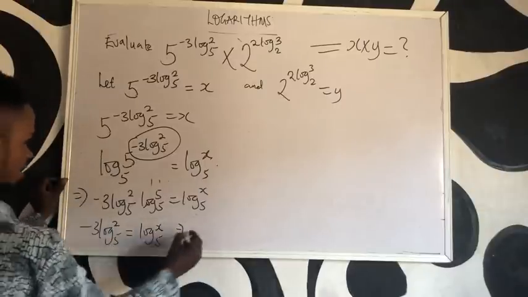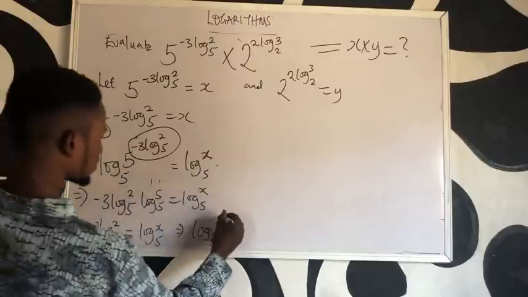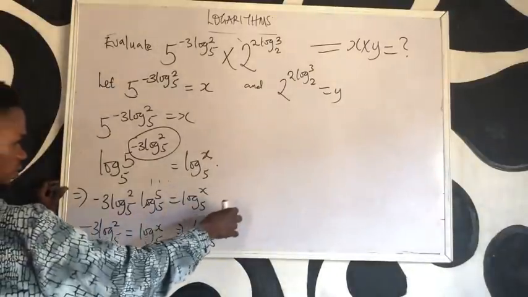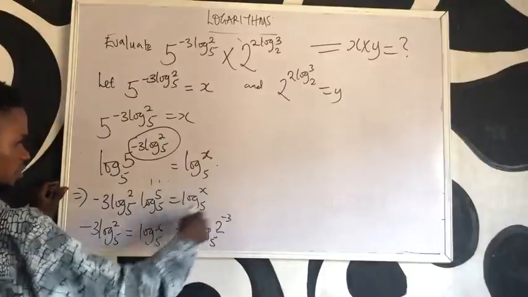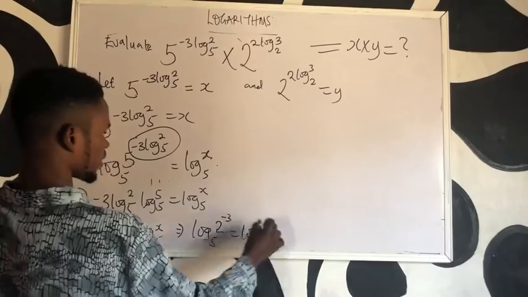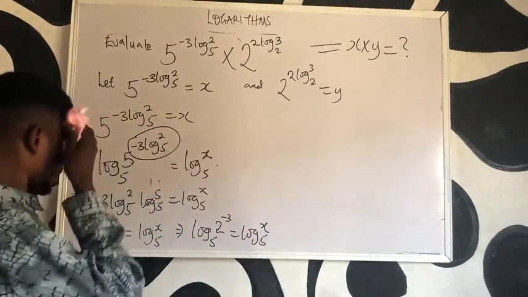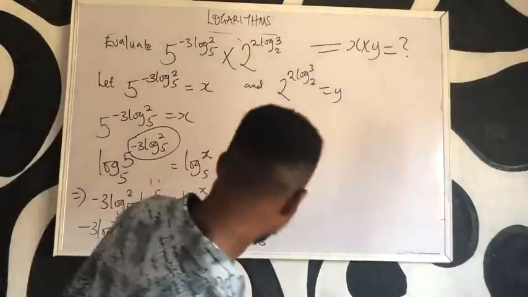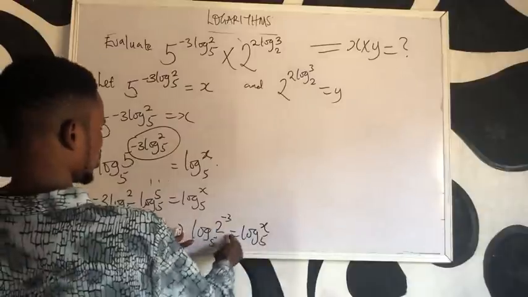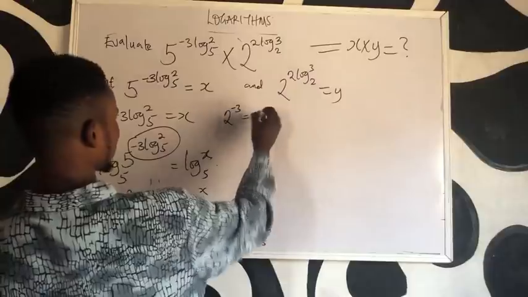So let's reverse. That will be log into base 5. Then we have 2 raised to power minus 3. We reverse the power law, because this minus 3 will obey the law of logarithm and multiply here. So we have log x base 5. And also, they have the same base here. There is equality, so we should equate this and this. That implies that 2 raised by minus 3 is x.